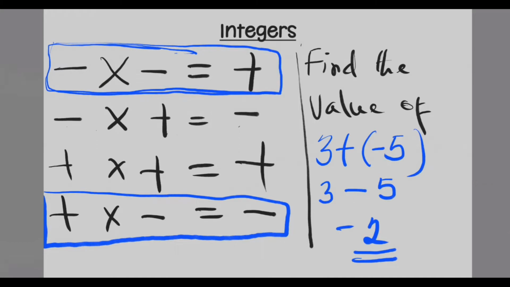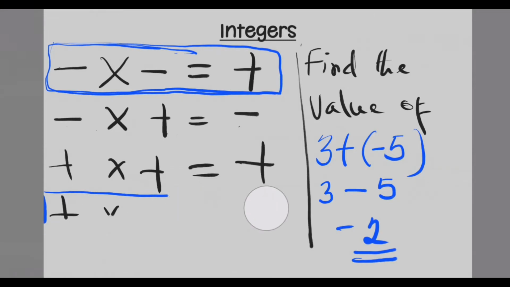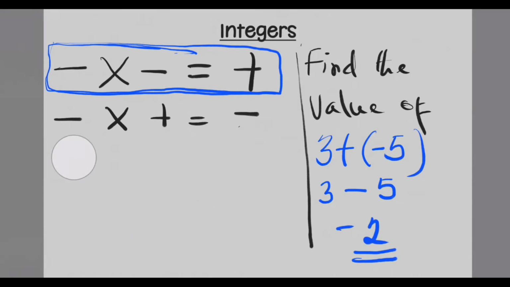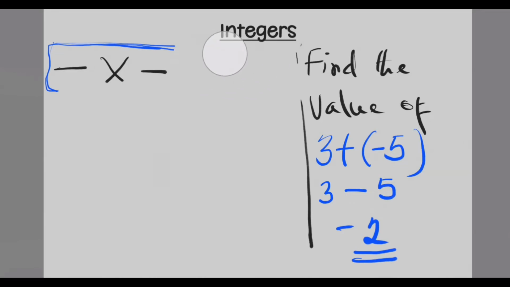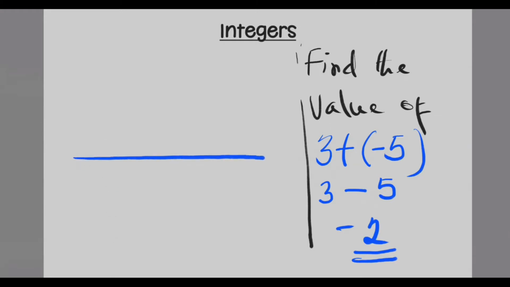Remember our number line. It's saying 3 minus 5. Let me draw the number line so we can have an idea of how we got minus 2, because I want you to understand this very well. When you understand this very well, other things become easy. So I'm going to draw a line right here. I'm going to put my origin as 0.